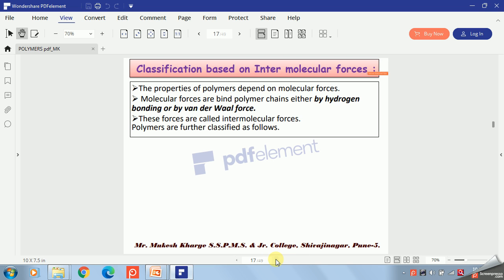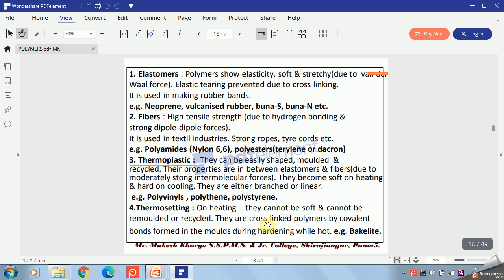The next type of classification is based on intermolecular forces. The properties of polymers depend on molecular forces. Which are the different types of molecular forces that bind the polymer chains? The first one is hydrogen bonding, and the second one is van der Waals type of force. Due to these types of intermolecular forces, the polymers are further classified, first as elastomers.